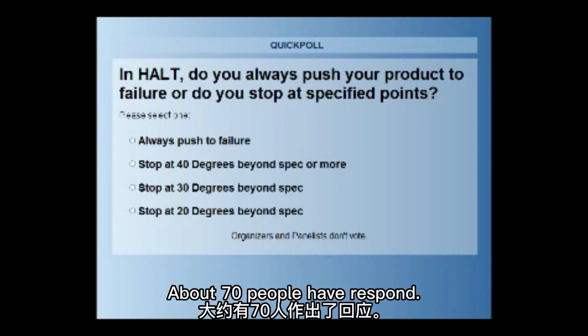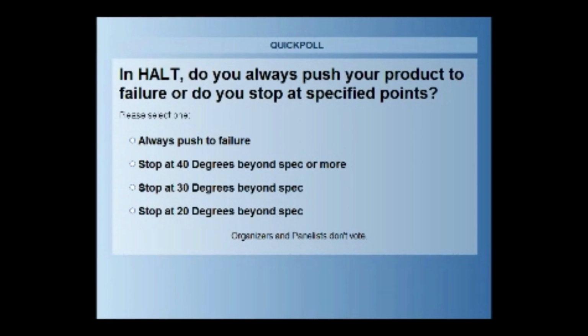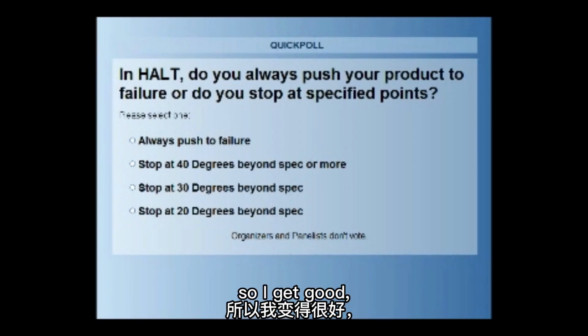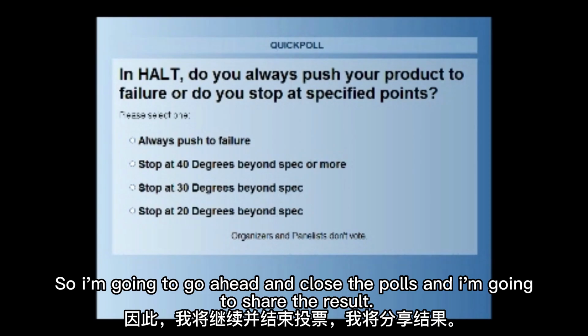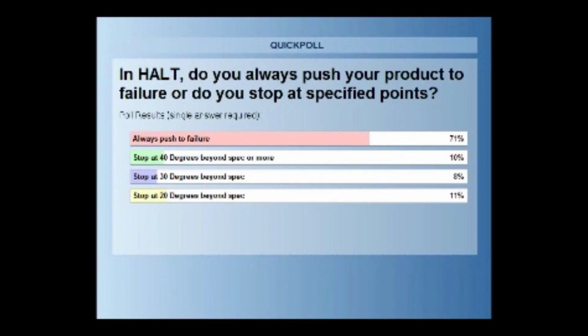About 70% of the people have responded, and very, very nice. 71% of people say that they always push to failure. So I guess very good. Very good. So our education is definitely working. Okay, so I'm going to go ahead and close the polls, and I'm going to share the results.